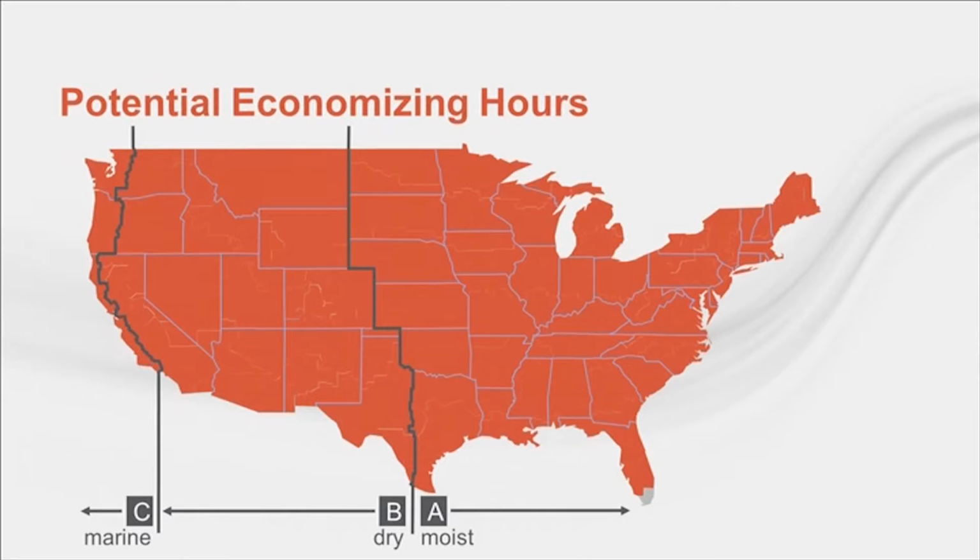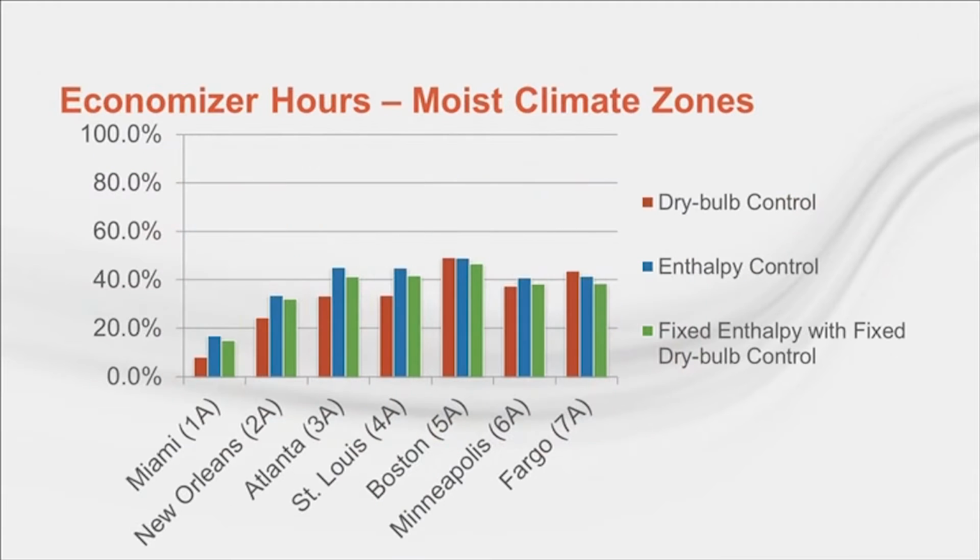So here are the cities, starting in Climate Zone 1A with Miami and moving north: New Orleans, Atlanta, St. Louis, Boston, Minneapolis, and Fargo. In the drier portion of the United States, we have Tucson in Climate Zone 2B, and again moving north, Las Vegas, Albuquerque, Boise, and Helena. Finally, on the west coast, in the marine climates, we have San Francisco in Climate Zone 3C and Seattle in 4C. So let's start by looking at the moist climates.